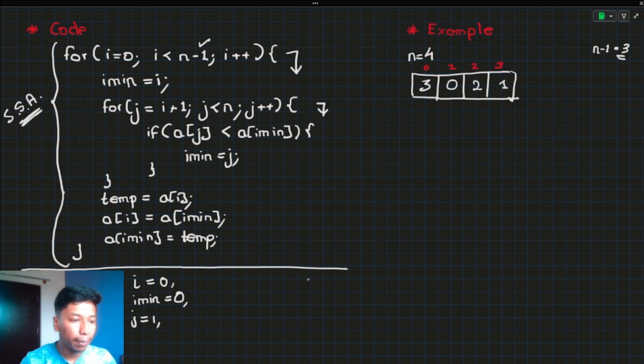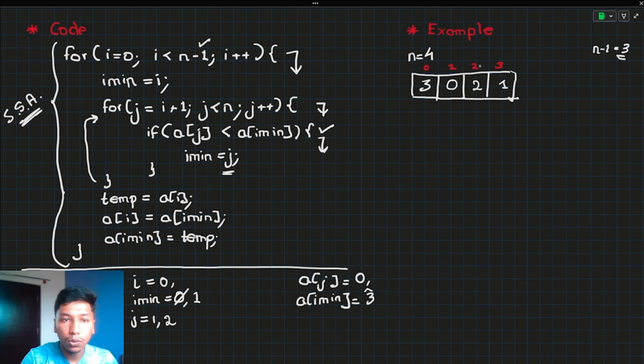We'll check: a of j, that is a of 1, is 0. Is 0 less than a of I min? What is I min? It is 0, so a of I min is 3. Is 0 less than 3? The condition is true. So the I min value must be updated to the value of j. I min will be updated to 1. After this, we'll get back to the inner for loop. Now j will be incremented to 2. Is 2 less than 4? The condition is true. We'll again enter the inner for loop.